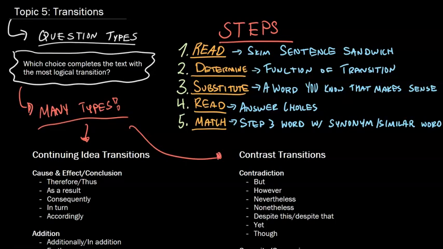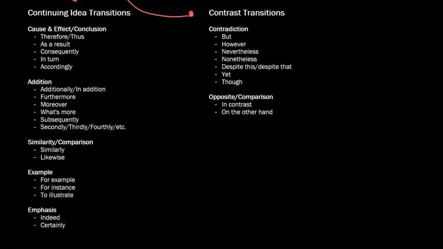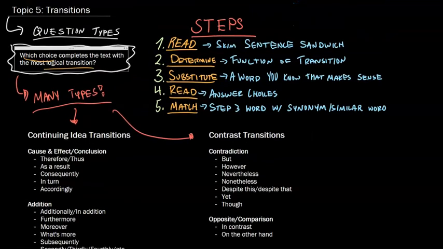So now we're going to look at topic 5, which is transitions. There's only really one question that the SAT is going to ask about a transition, and that question is, which choice completes the text with the most logical transition? So it's pretty simple. Basically, which of these words right here is the best word to put in a blank? It's going to ask you a question, we'll have a blank, and you'll need to figure out which one.